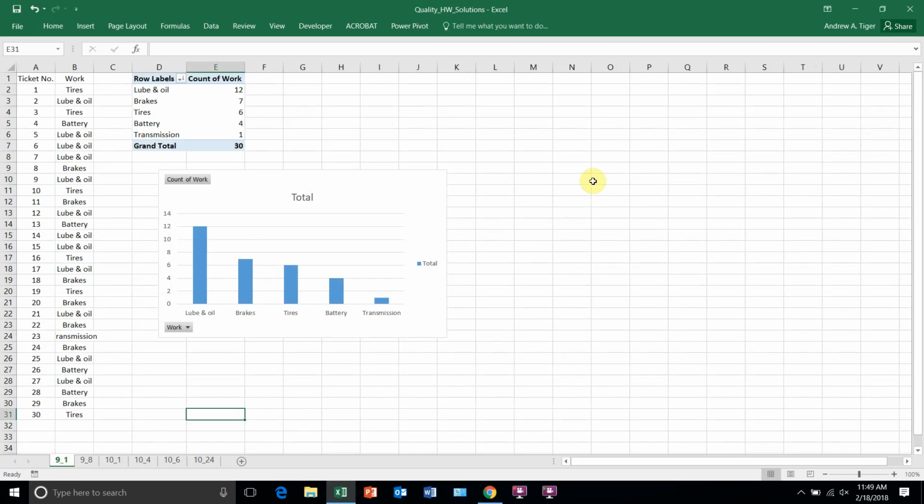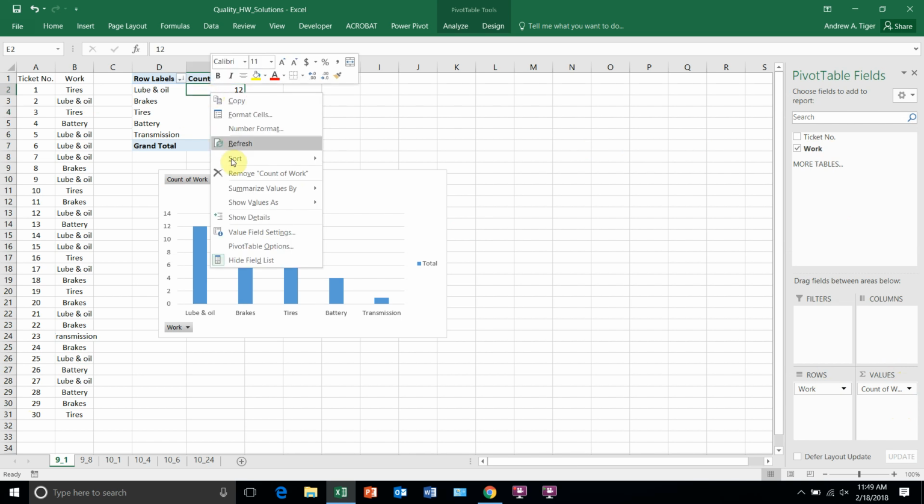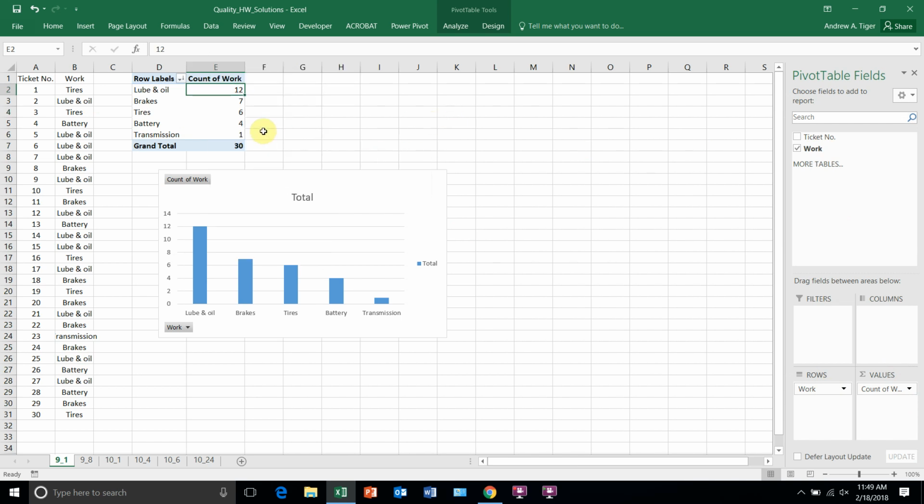Problem 9, they wanted you to build a Pareto chart. They gave you a list of things that were done. I used a pivot table to quickly generate the check sheet, so when I generate the data, I brought the work over to the rows and then brought the work over to the values, which counts it. I sorted it from high to low, or large to small, and then I built a graph of it. So what happens most often are lube and oil and brakes. Transmissions don't happen very often.